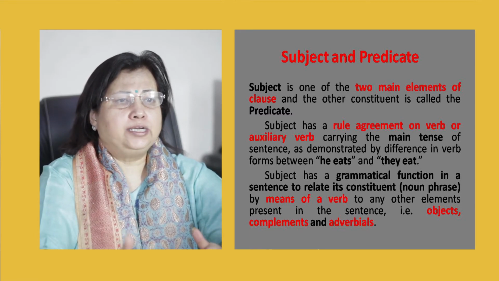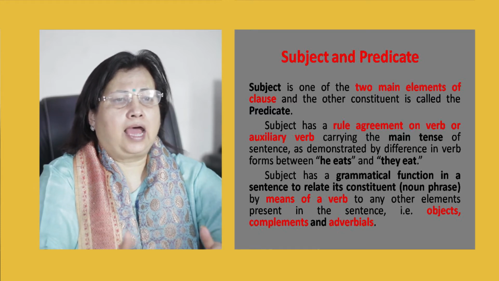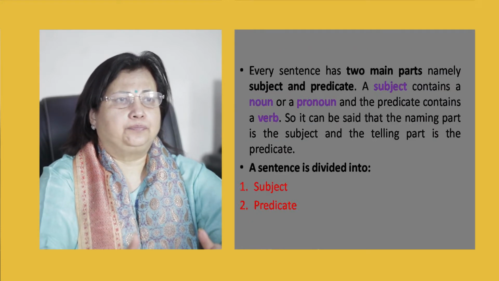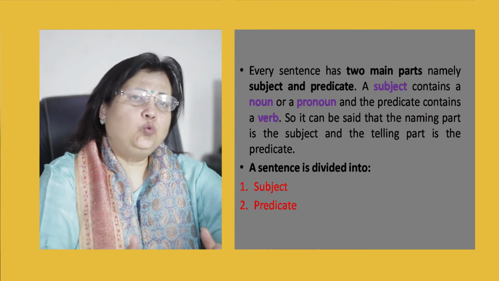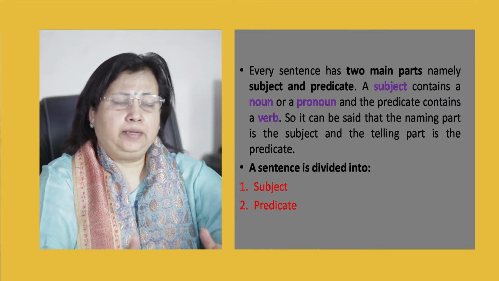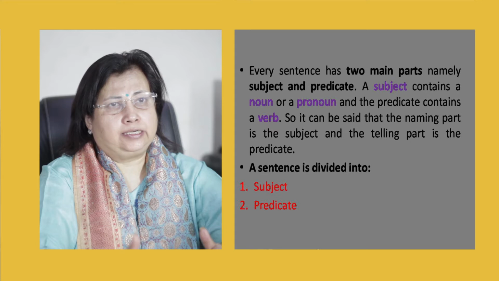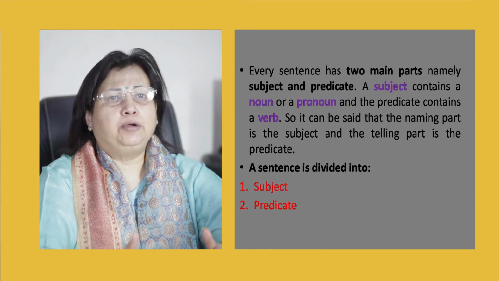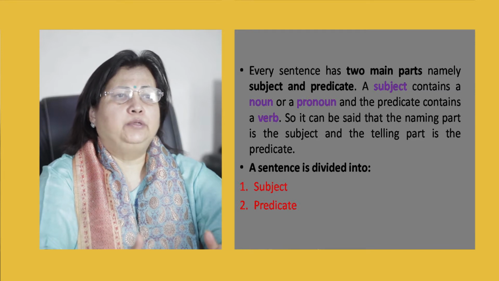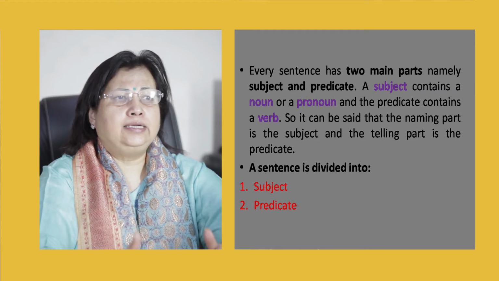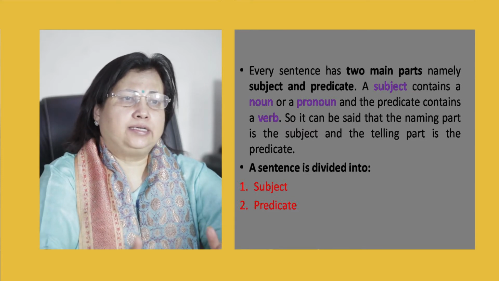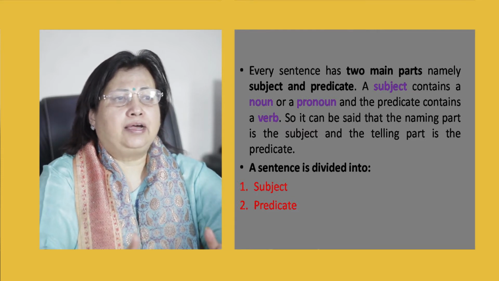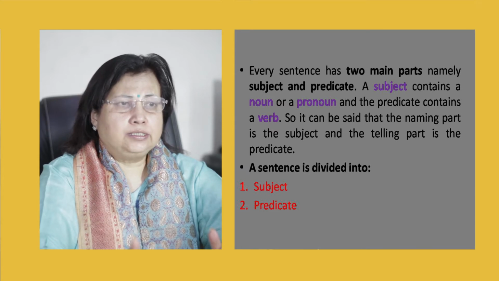Example: objects, complements and adverbials. Every sentence has two main parts, namely subject and predicate. A subject contains a noun or a pronoun and the predicate contains a verb. So it can be said that the naming part is the subject and the telling part is the predicate. A sentence is divided into subject and predicate.